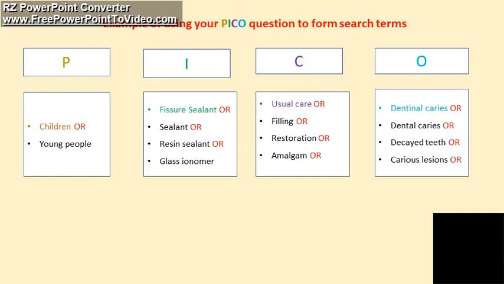So the first comparator treatment is usual care, or filling, or restoration, or amalgam. For outcome, we start with dentinal caries, or dental caries, or decayed teeth, or carious lesions. There may be other search terms you want to add in each category. These are just examples.